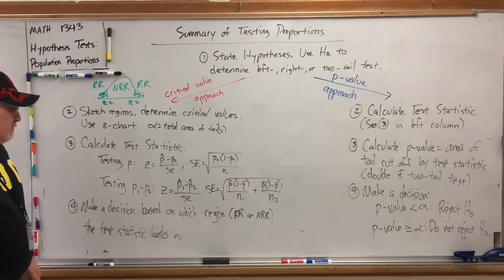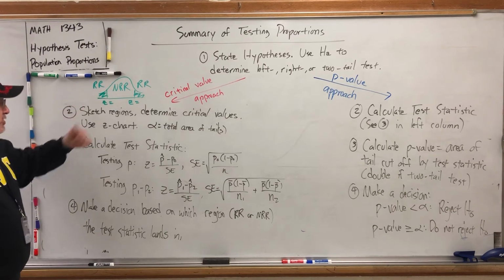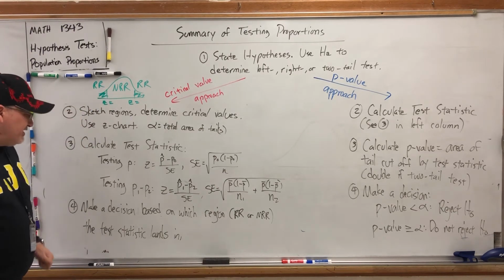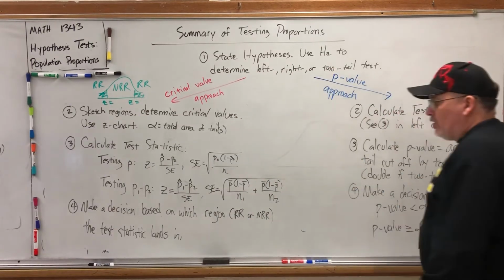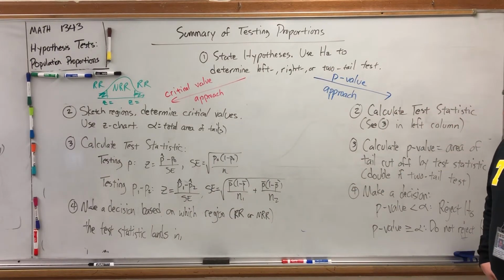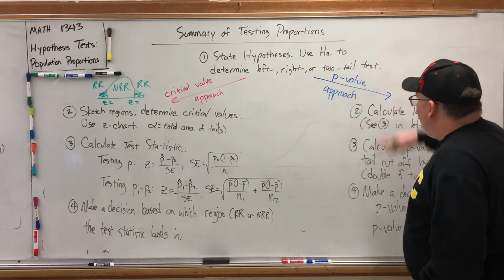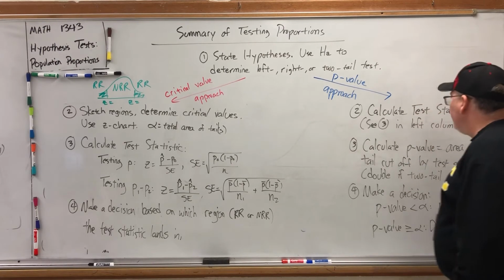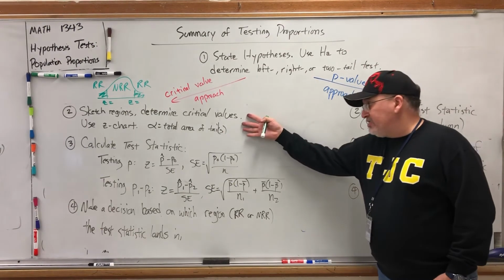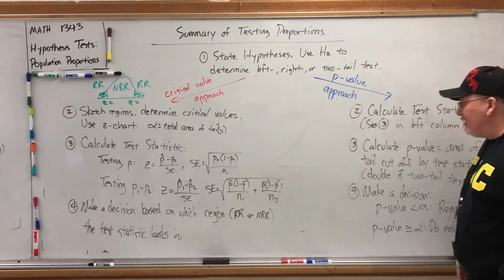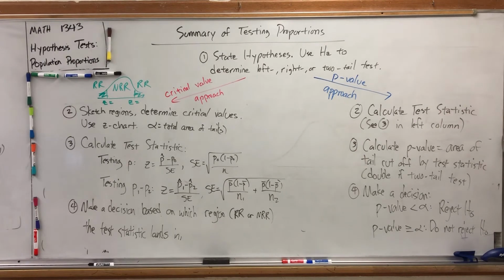Then you make a decision based on which region, the non-rejection region or the rejection region, that the test statistic lands in. And remember, your decision is always about the null. You reject the null or do not reject the null. If you take the p-value approach, then after stating your hypotheses, your next move is to calculate the test statistic. So basically, you skip the sketching step and go straight to step 3 using the same formulas. But over here, that's step 2.